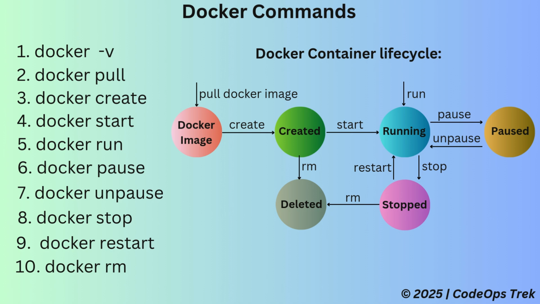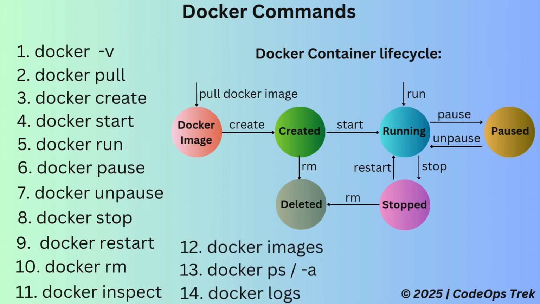10th is docker rm, it is used to remove a stopped container from the system. Finally, 11th is docker inspect, it is a frequently used command to retrieve detailed information and logs of a container. Now, let's explore each command in detail with examples.